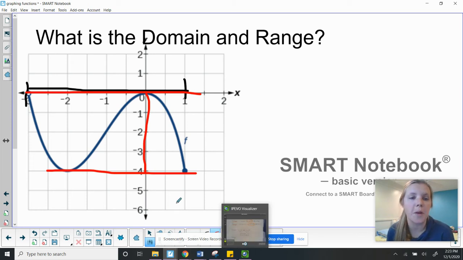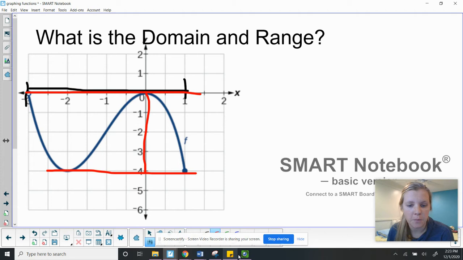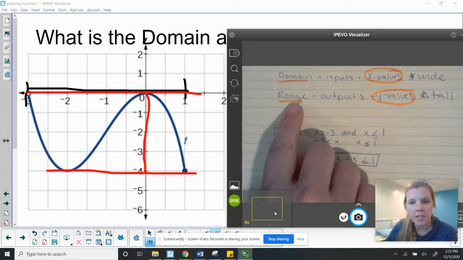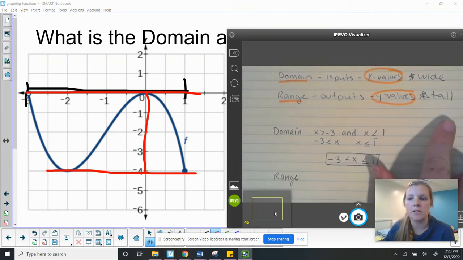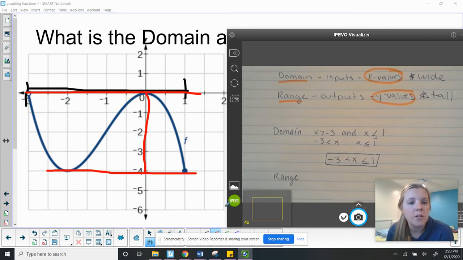We were talking about the range of this function. And we have been talking about how the range, again, is the outputs or the y values, and it's how tall the graph is. And so if we look at this, I wrote in red here, the lowest point on the graph here is at -4, and then the highest point is at 0.